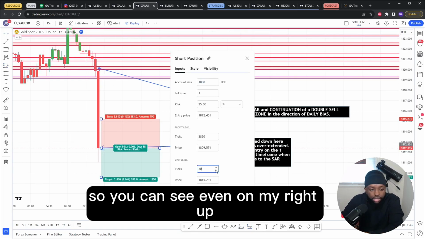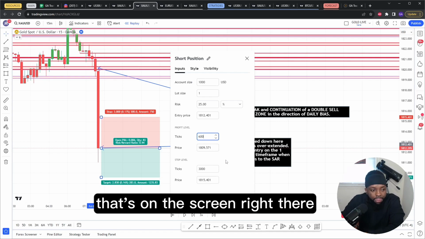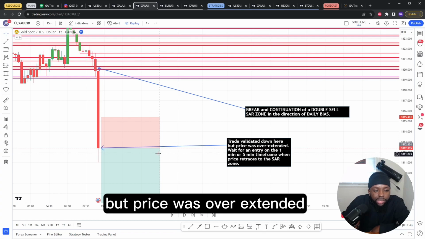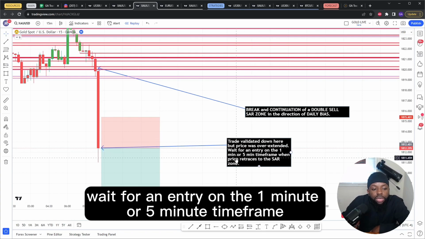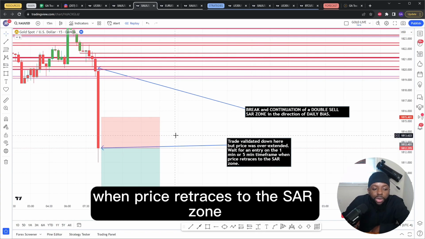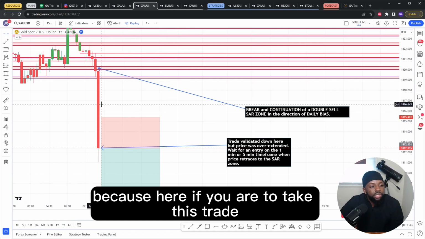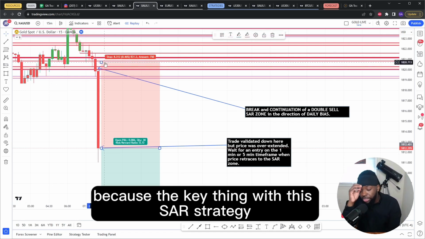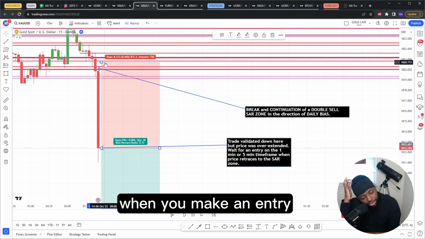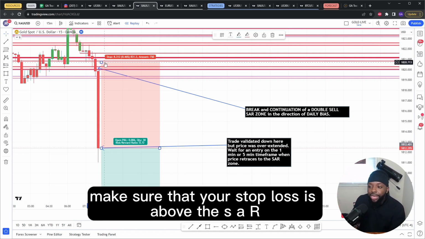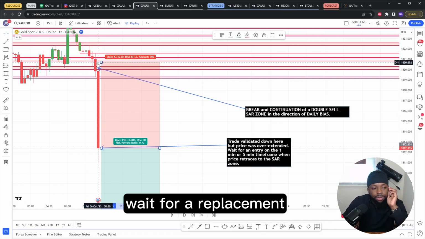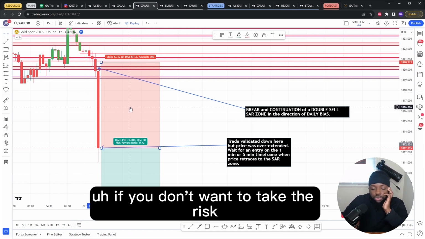You can see even on my write-up on the screen right there, I said trade validated down here, but price was overextended. Wait for an entry on the 1 minute or 5 minute time frame when price retraces to the SAR zone. Because here, if you were to take this trade, you would need your stop loss above that SAR zone you're trading. The key thing with this SAR strategy, when you make an entry, make sure that your stop loss is above the SARs you're trading. If it's not, wait for a retracement if you don't want to take the risk.